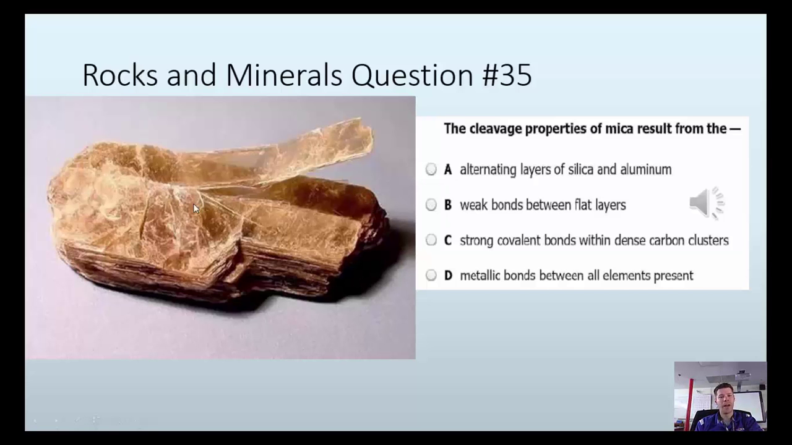If you remember, the mineral mica kind of flaked apart really easily. It has very, very weak bonds right along its flat parallel layers, and they can be split really easily. Alright, so the cleavage is the way a mineral breaks or a rock breaks. The cleavage properties of mica result from the alternating layers of silica and aluminum? No. The weak bonds between flat layers? Yes. Strong covalent bonds within dense carbon? No. Metallic bonds between all elements present? No. It's B, the weak bonds between the flat layers.